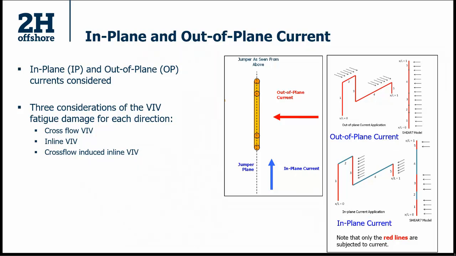You estimate your fatigue damage for all these 6 components and try to determine which is governing, and also you sum up these damages. Sometimes you have to make a conservative assumption if you don't know the directionality of your field. And if you know directionality and how the jumpers are installed with respect to the direction in the field, then you can apply some probabilistic estimations to your in-plane and out-of-plane currents.